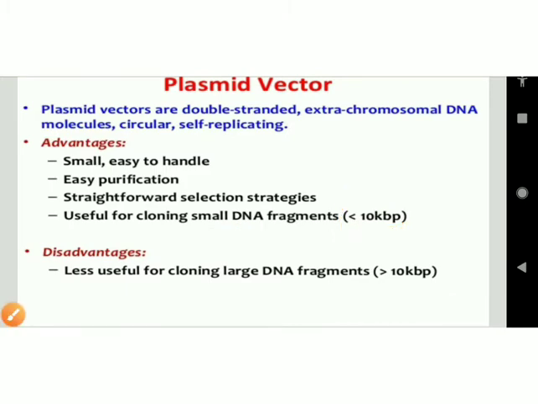After that is the disadvantage of the plasmid. It is less useful for cloning larger DNA fragments, more than 10 kilobases. Plasmids are less used because they replicate or multiply only small fragments of DNA, less than 100 kilobases, but are not used for DNA fragments of more than 100 kilobases. This is the plasmid vector.